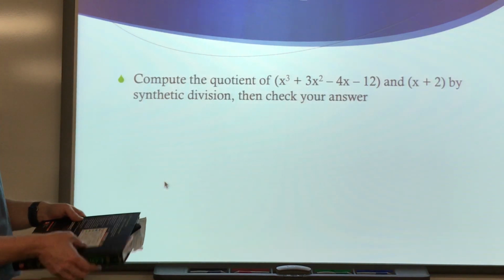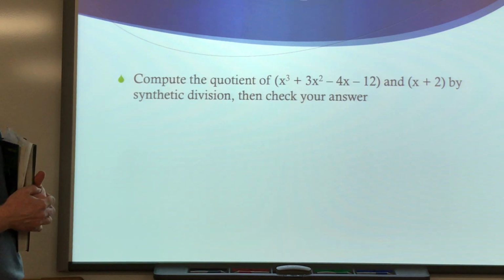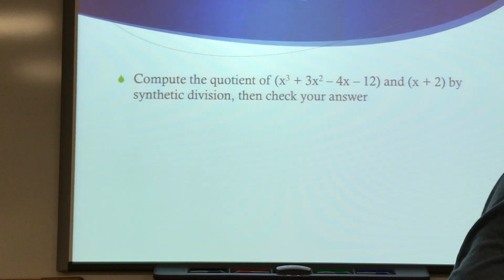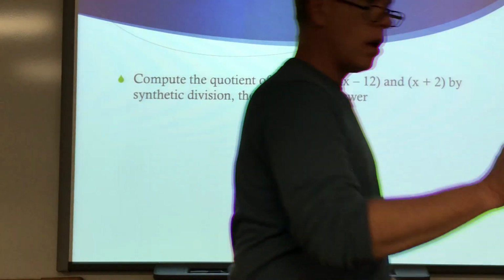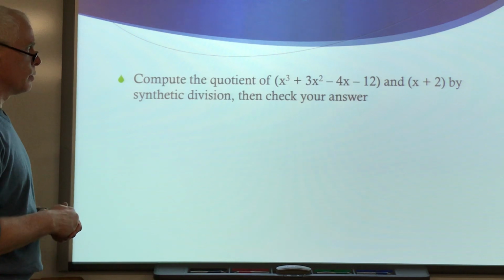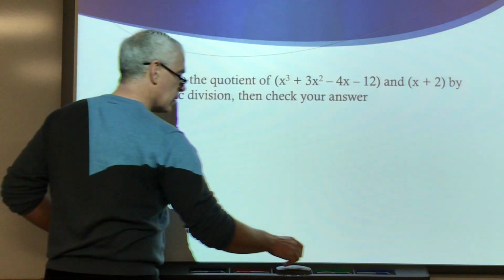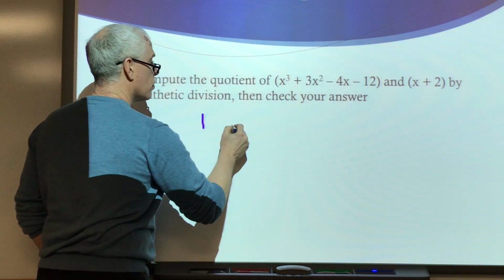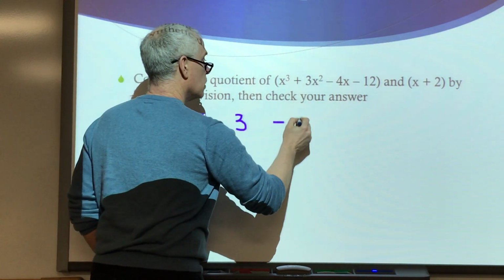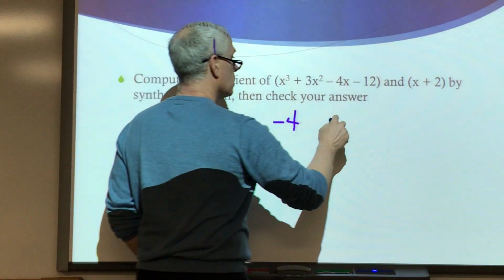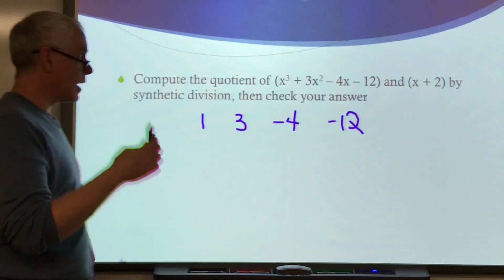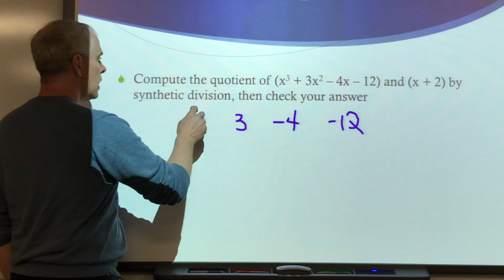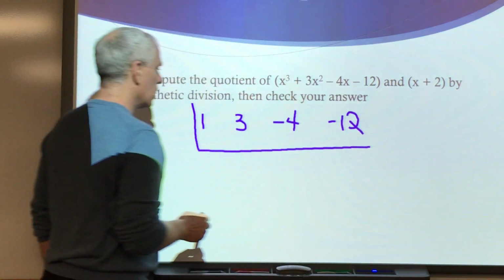All right, example 2, compute the quotient by synthetic division. So this is a little bit different. Synthetic division, I no longer need all of the variables in there. I'm just going to deal with the coefficients. So I've got 1x to the third, 3x to the second, negative 4x, and negative 12. And if I didn't have one of those powers taken care of, I would still put a placeholder in there, okay? And so then I set it up like so.